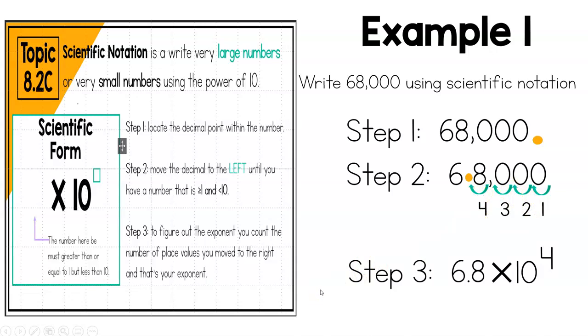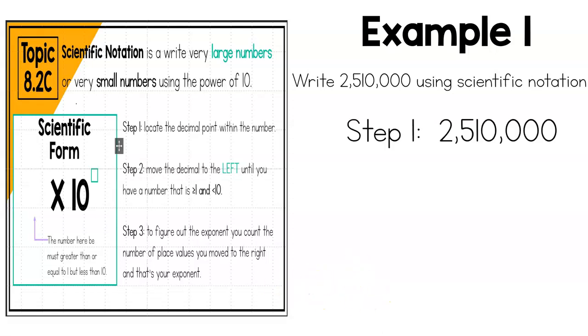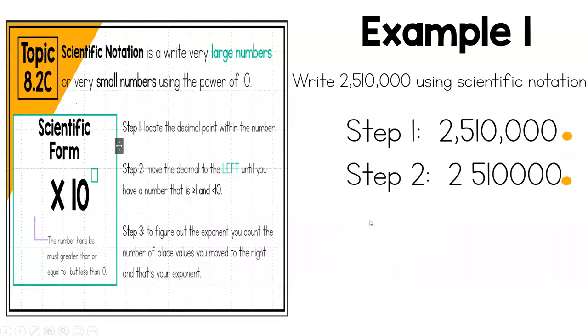Okay, example number 2. We're going to take a slightly larger number, 2,510,000, and we're going to write it in scientific notation. So again, step 1, we always want to locate the decimal first. And again, it's going to be at the very end here. Step 2, we want to take that decimal and move it to the left however many times it's going to take us in order to get a number between 1 and 10.